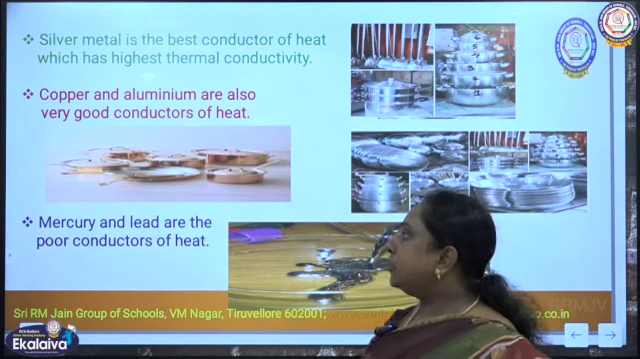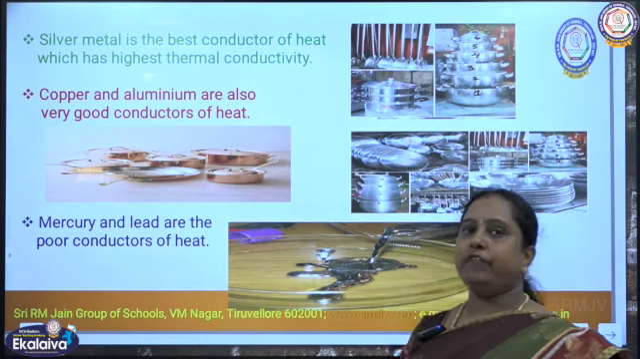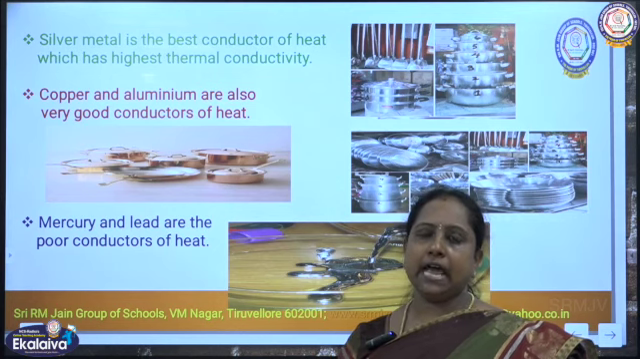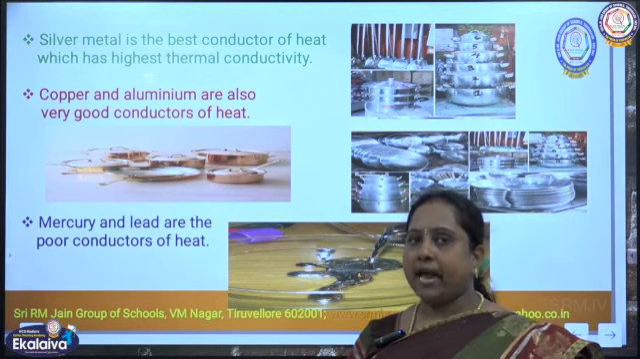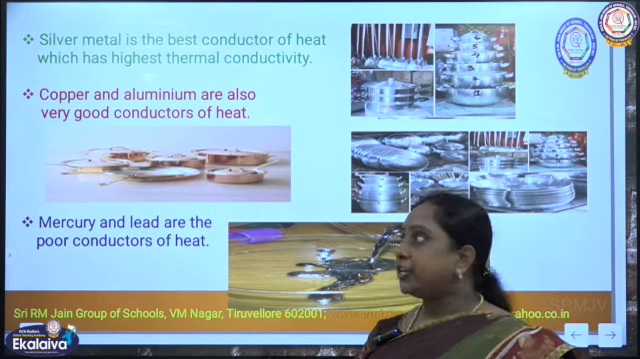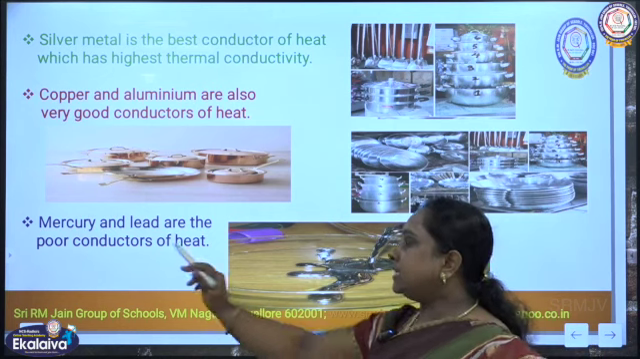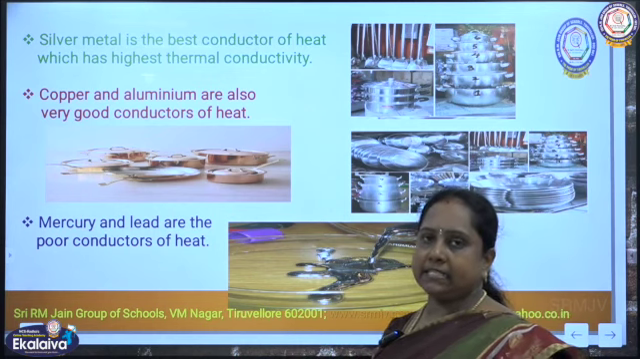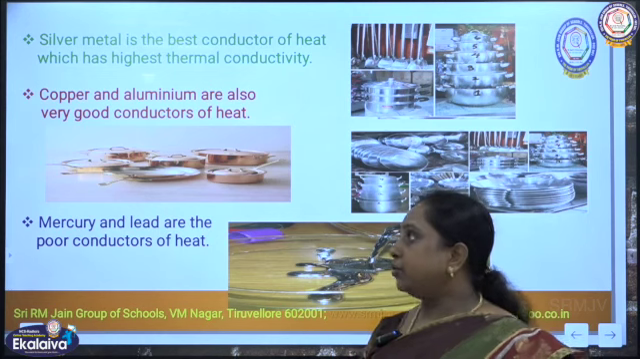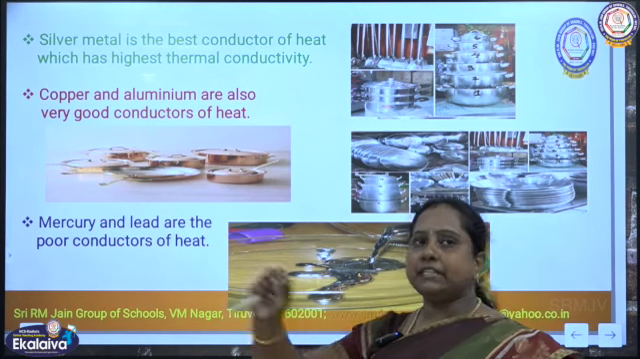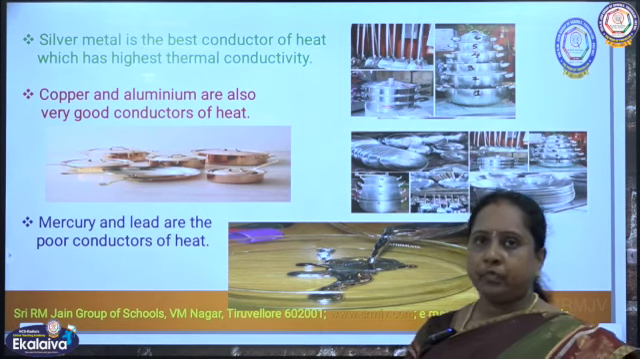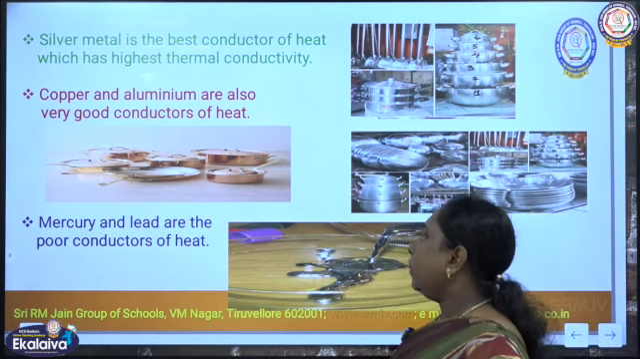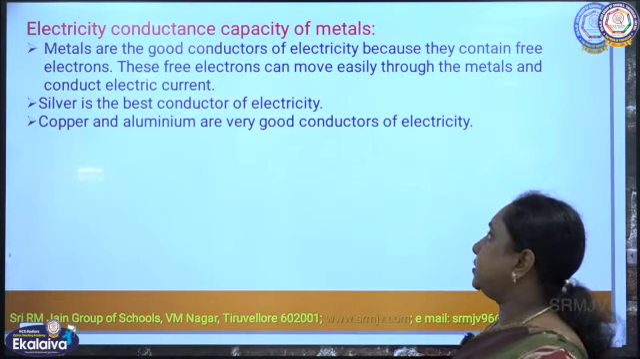Next, mercury and lead are poor conductors of electricity. That is why mercury is used in the laboratory in thermometers as well as other apparatus for measuring heat. As it has poor conductivity, it will not be easily melted, so we can use it for measuring the temperature. Even lead, as a poor conductor of heat, can be used. And mercury is the liquid metal.